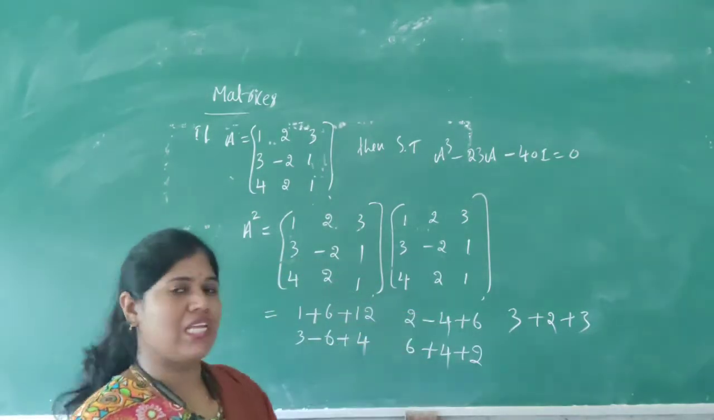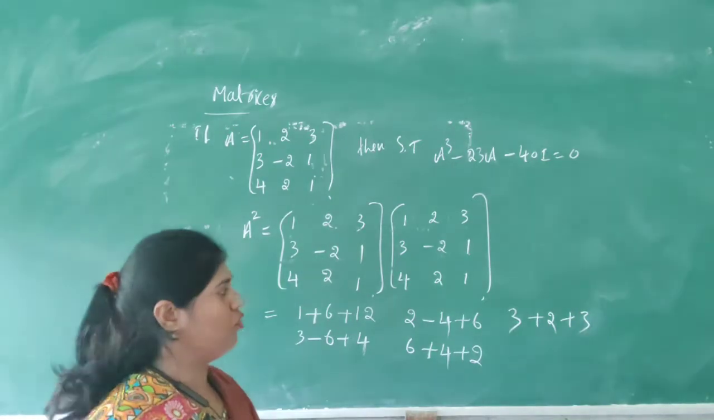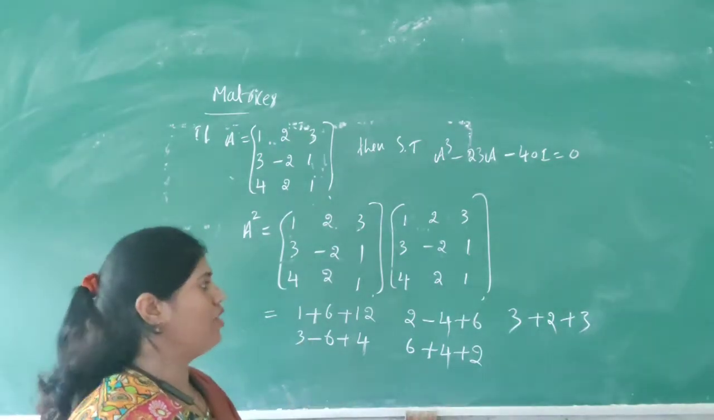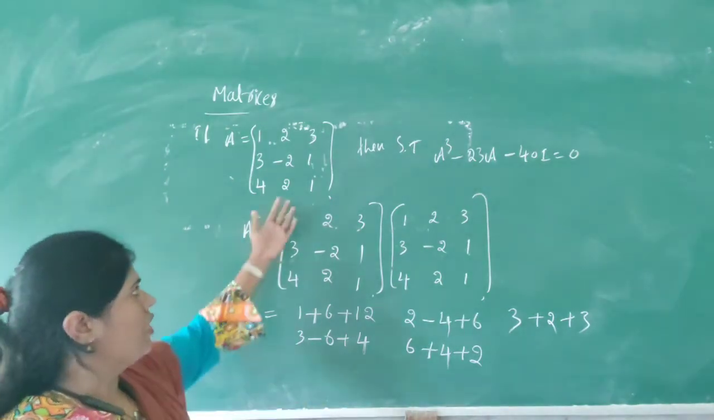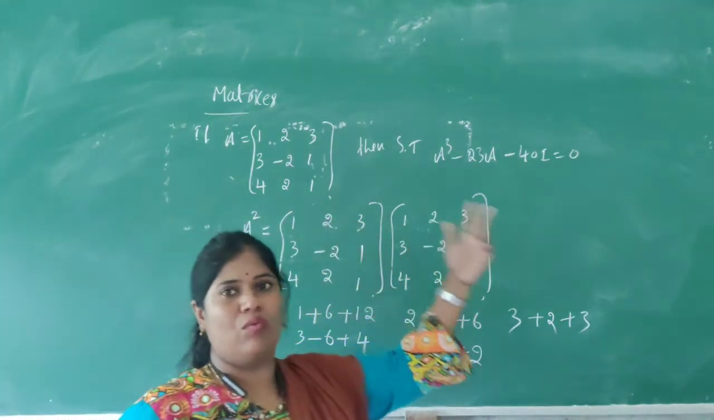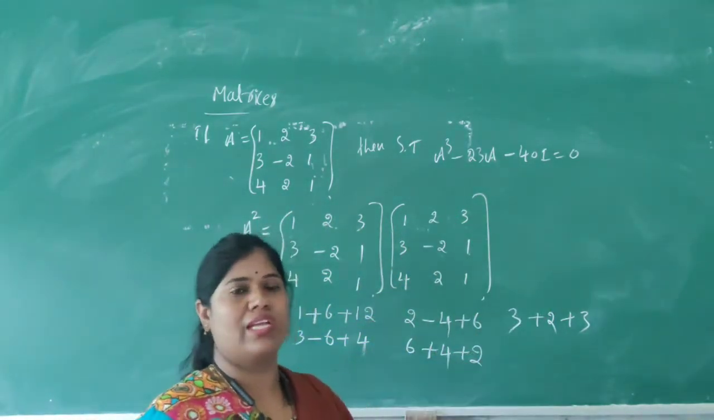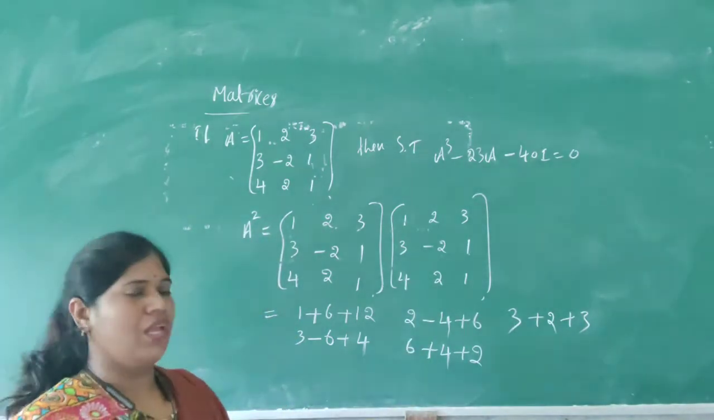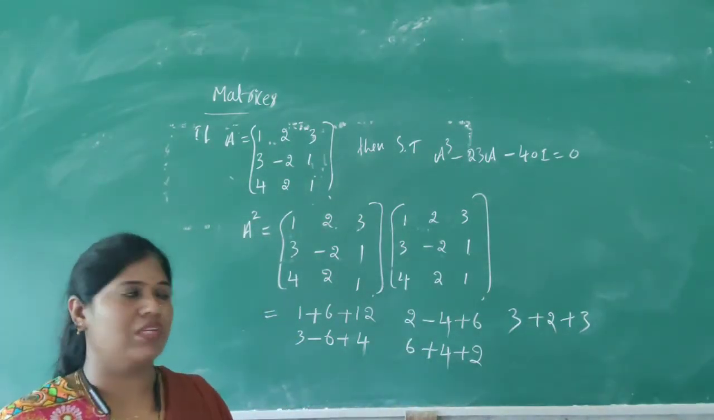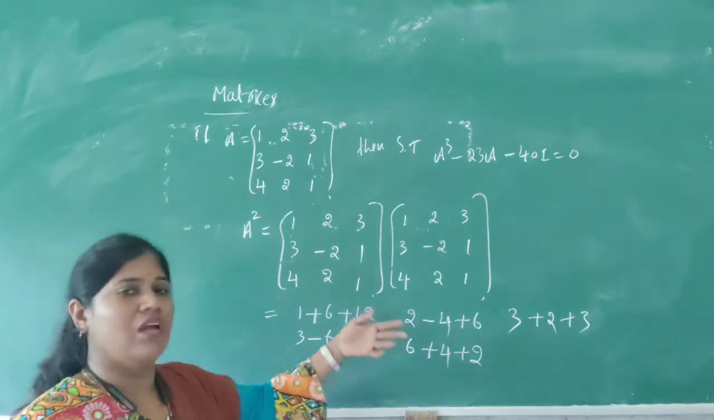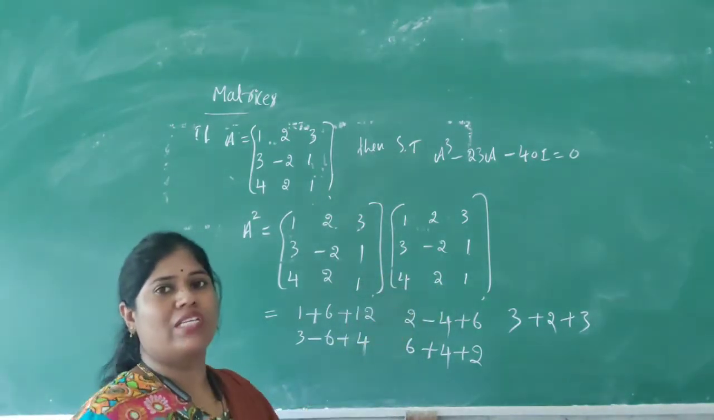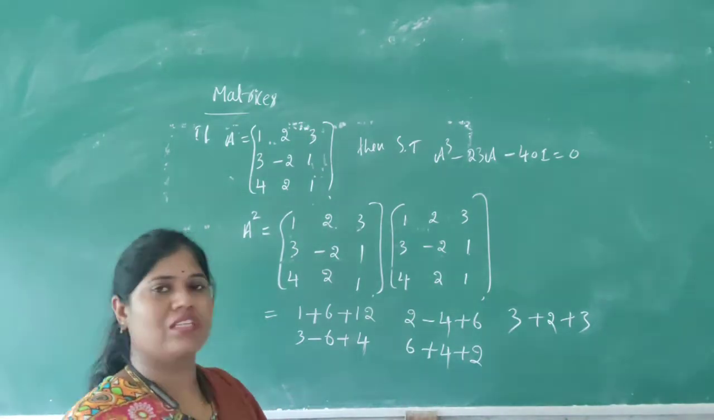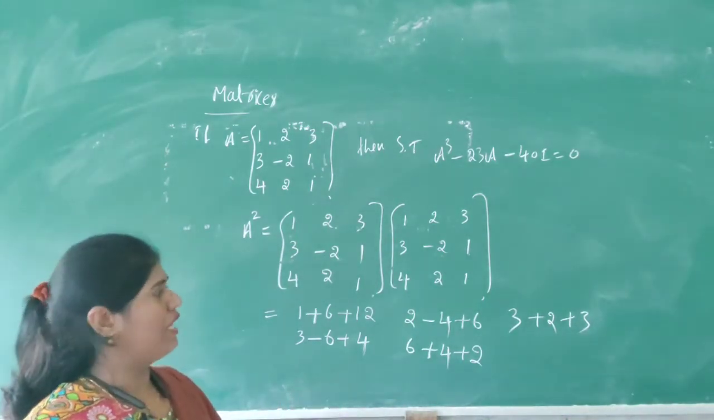Otherwise, we won't get the correct answer. Students should do this very carefully and slowly. If we get wrong elements, instead of 2 marks, you will get only 1 mark. Otherwise, you will get 0, and the next elements will also get 0, because the next answers will also be wrong. So we won't get the matching answers. So you should be very careful.